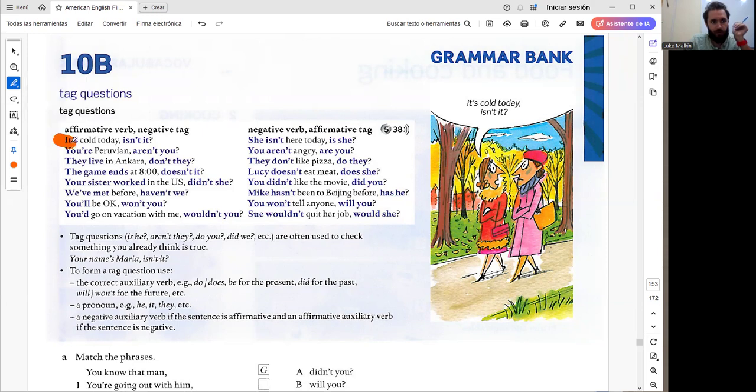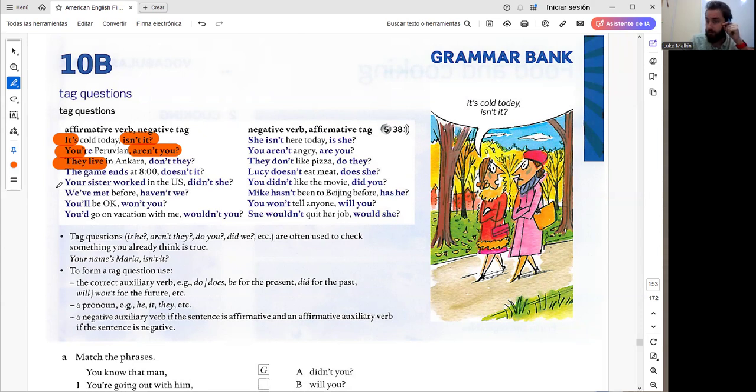So we have here, it's cold today, isn't it? Our pronoun is it. We duplicate it, we repeat it. And our auxiliary is there. It is, isn't it? It's cold today, isn't it? You're Peruvian, aren't you? We take the same pronoun, the same auxiliary verb, but we change positive to negative, negative to positive. But what about sentences like this?